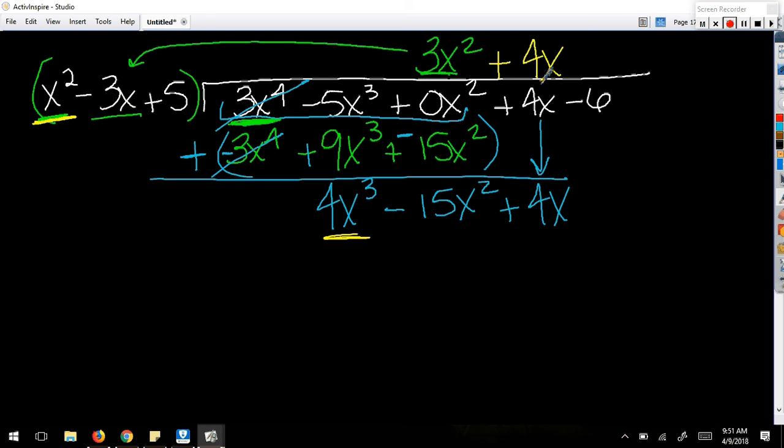Now the repetition starts, right? What do you do now? Distribute it, multiply it. It goes to everything on the outside. So 4x times x squared is 4x to the 3rd. It should be the same as what you have here. 4x times negative 3x is negative 12x squared. And 4x times 5 is 20x, positive.